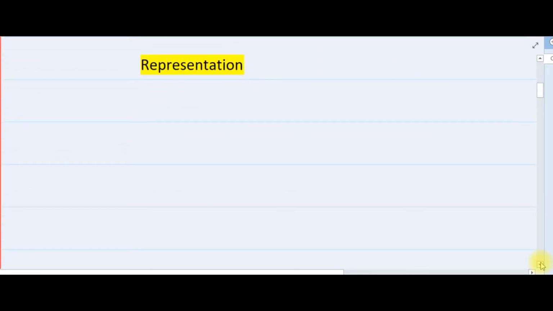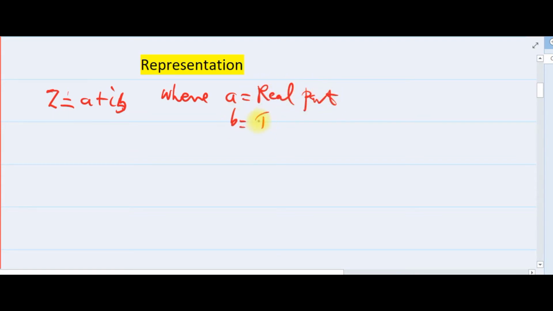So representation. A complex number is written as anything of this form: C equals a plus ib, where a is the real part and b, the one that has i, is the imaginary part. So whenever a number is split this way, know that it's a complex number.